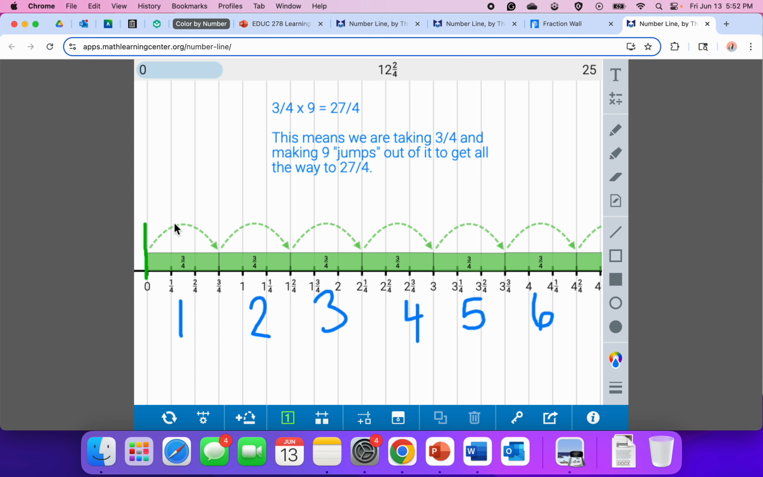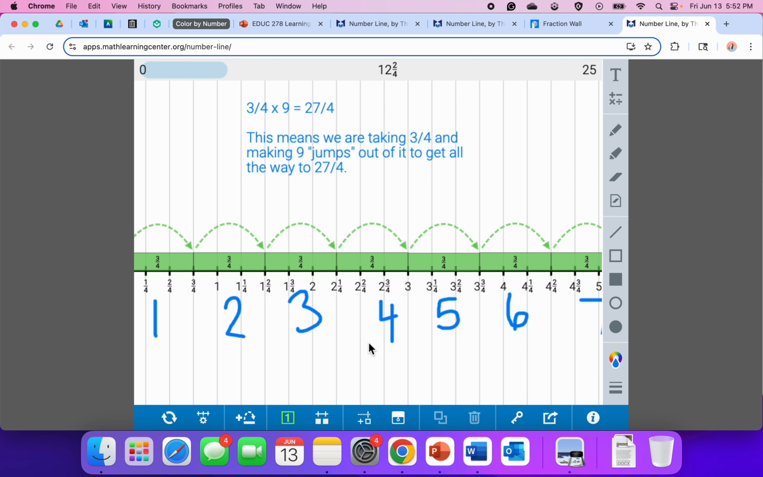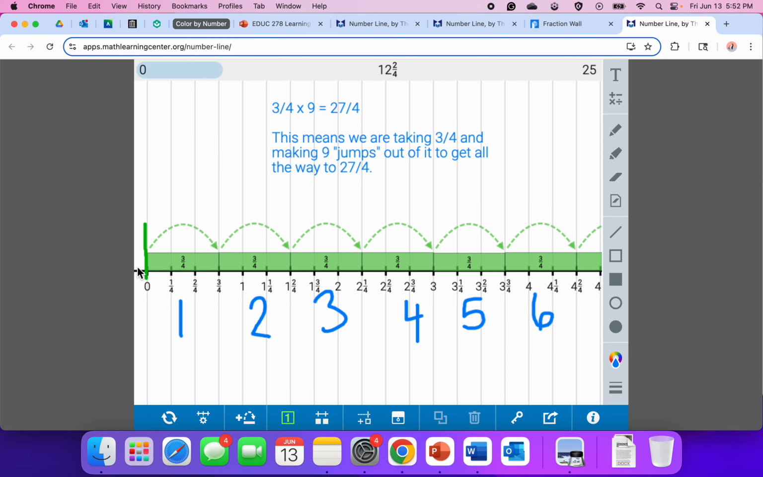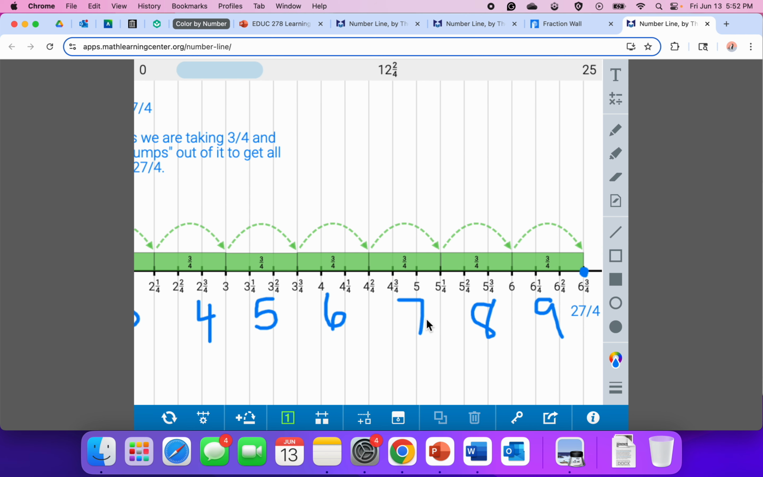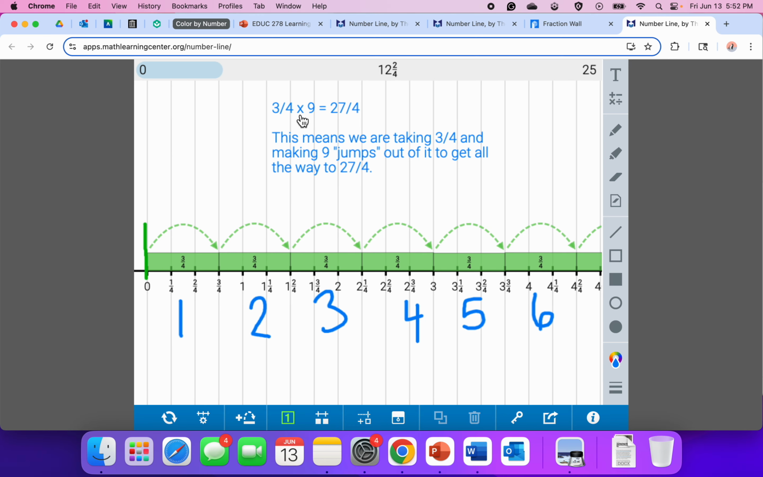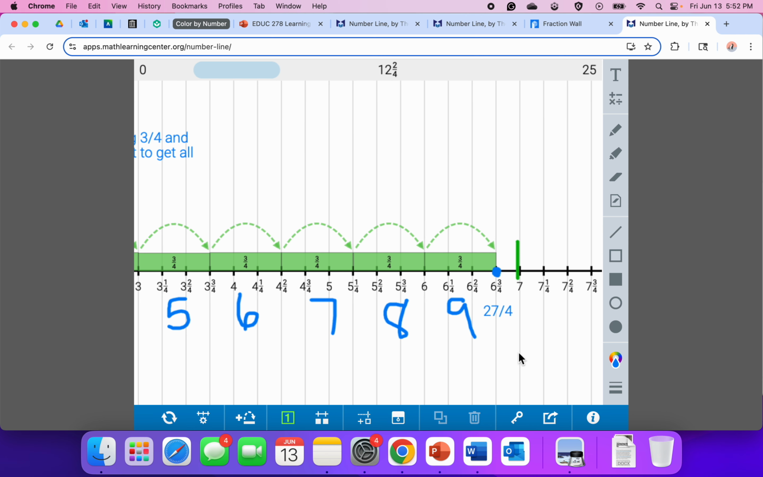So 3/4 times 9, until we get all the way to 27 fourths. So here, once again, I marked 0 and 7 and circled 6 3/4. Then I just started from 0, and we started with 3/4 and then kept going. So 1, 2, 3, 4, 5, 6, 7, 8, 9 little jumps to get to 27 fourths. So as you can see, that represents a 3/4 that we're taking 9 total times to get 27 fourths total.